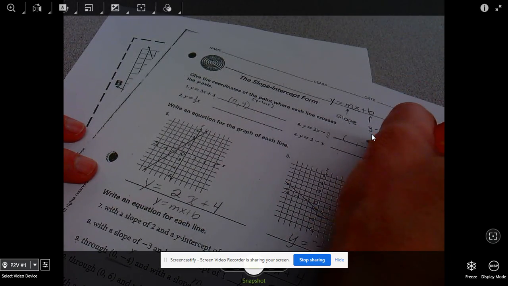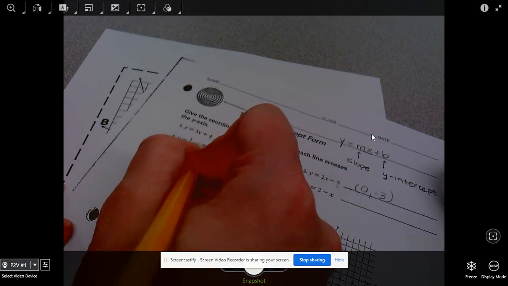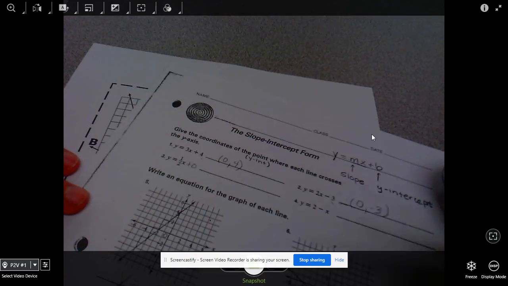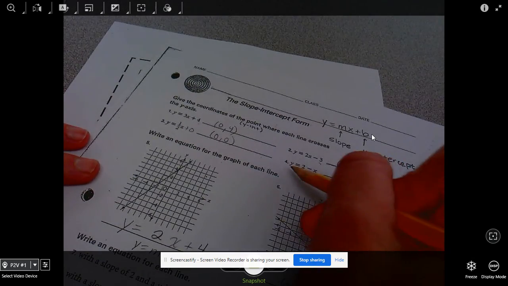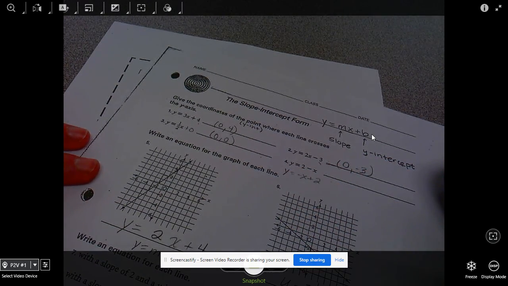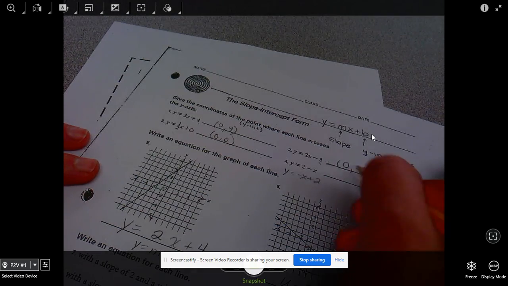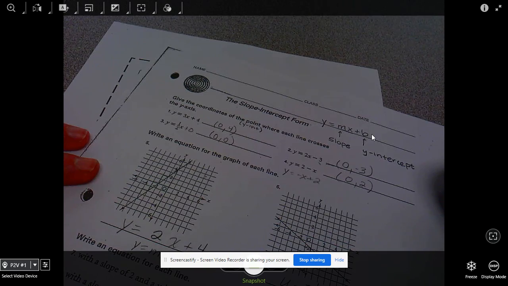So there's a value for y, but nothing for x. Here, you're technically adding 0. So your y-intercept is 0, 0. Here, let's rearrange it. Y equals -x plus 2. That's a positive 2. So your y-intercept is 2, means your x value is 0.